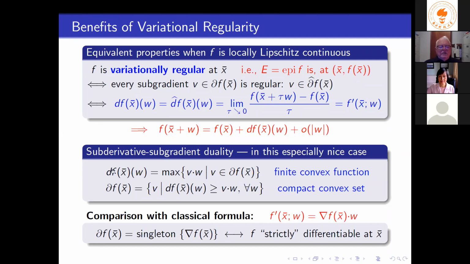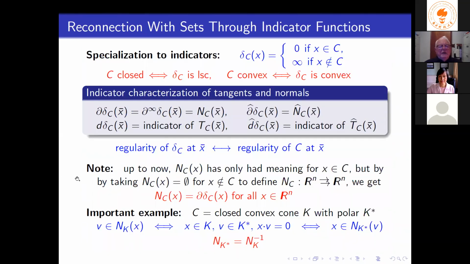And here in this subject, at least under variational regularity, the subderivative function is the support function of the convex set that's giving you the subgradients, which is a compact convex set. Furthermore, this subgradient set is a singleton if and only if f has a property called strict differentiability, which I won't describe here. But anyway, it all fits together. The point is all these things fit together in a beautiful way.